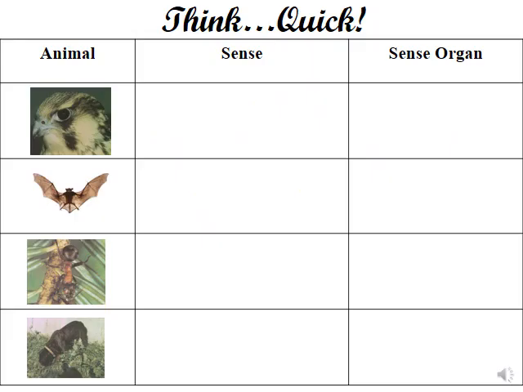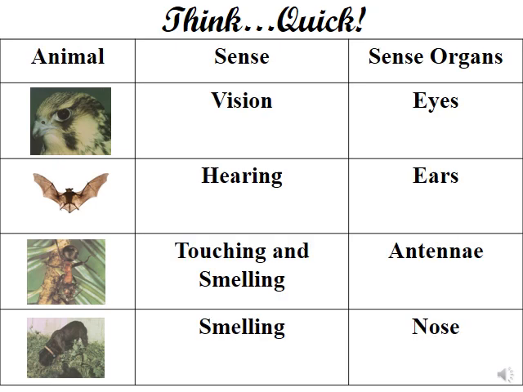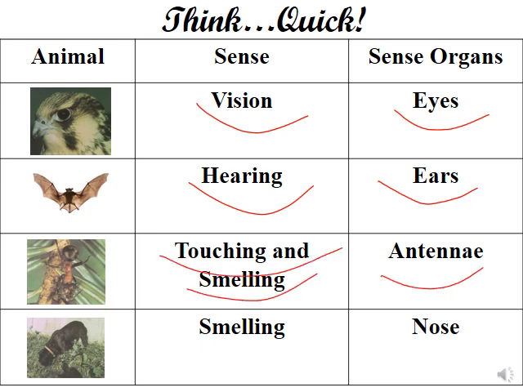Here we have some sense organs used by falcon, bat, ant, and dog. The sense organ used by the falcon is the eyes, and the sense is vision. The bats use the ears as sense organs, and the sense is hearing. The ant uses antenna as a sense organ, touching and smelling as the sense, nose as a sense organ for the dog, smelling as sense.